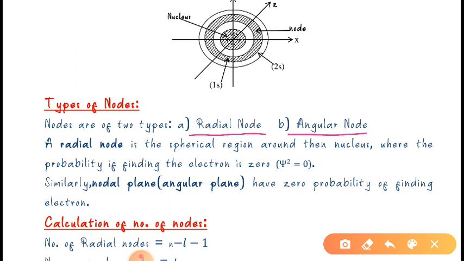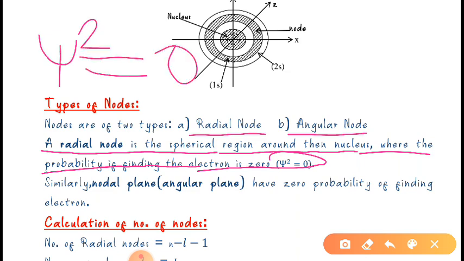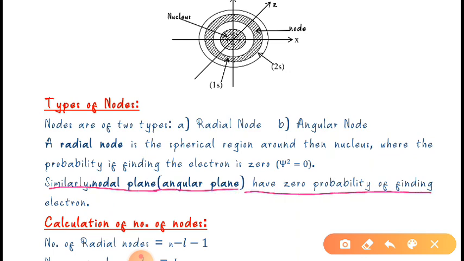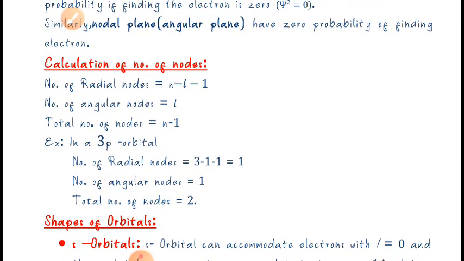So what is a radial node? A radial node is a spherical region around the nucleus where the probability of finding an electron is zero, which means psi square is zero. Now, when we talk about angular nodes, similarly, the nodal plane or angular plane has zero probability of finding an electron.